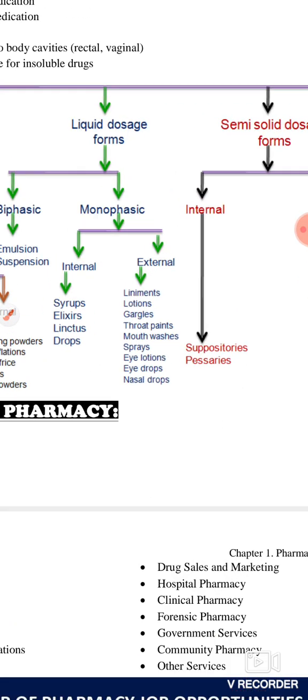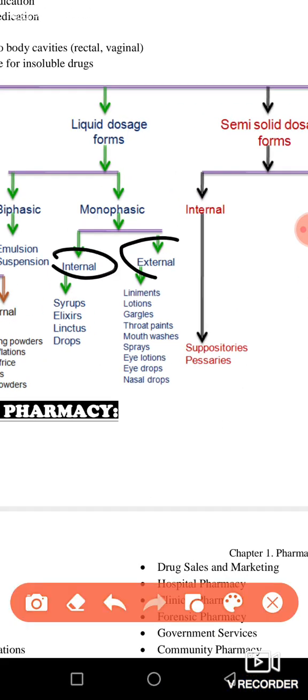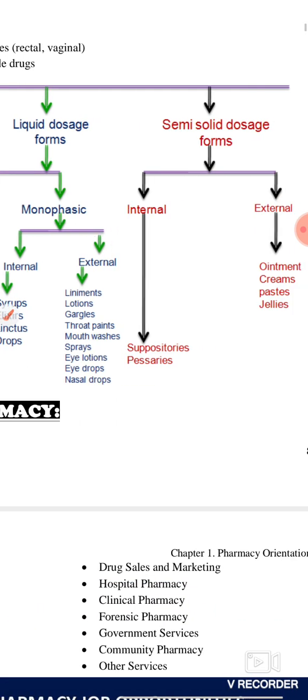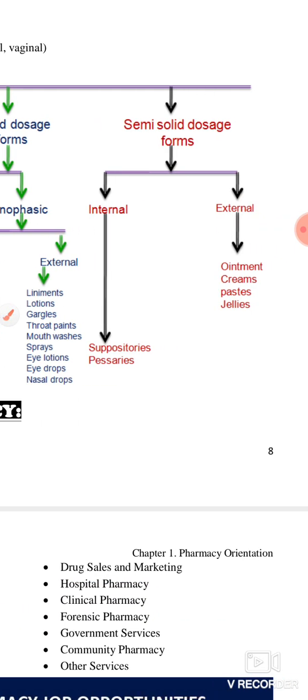Now monophasic liquid dosage form could be used internally or externally. Internal monophasic dosage forms are syrup, elixirs, linctus, drops, and external ones can be liniment, lotion, gargles, mouthwashes, throat paints. These are things used on your body externally. Some are semisolid dosage forms which can be used internally and externally. For example, internally are suppositories and externally are ointment, creams, paste. So they are semisolid.